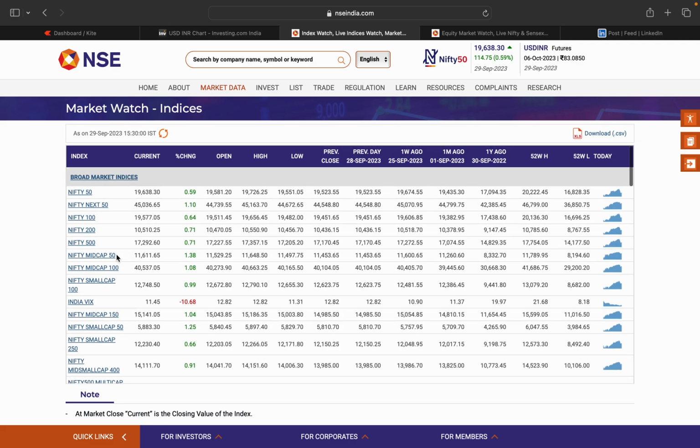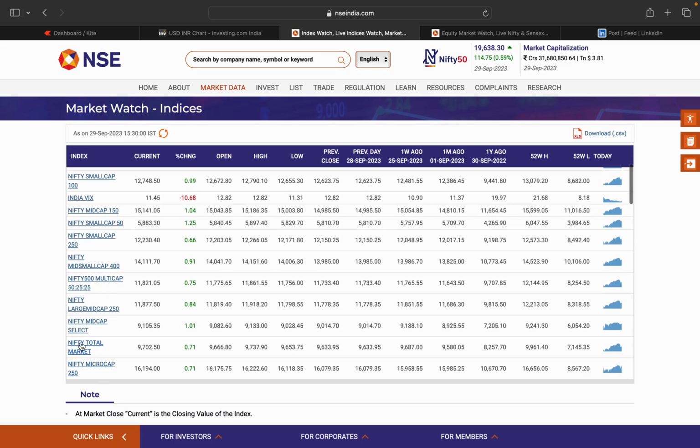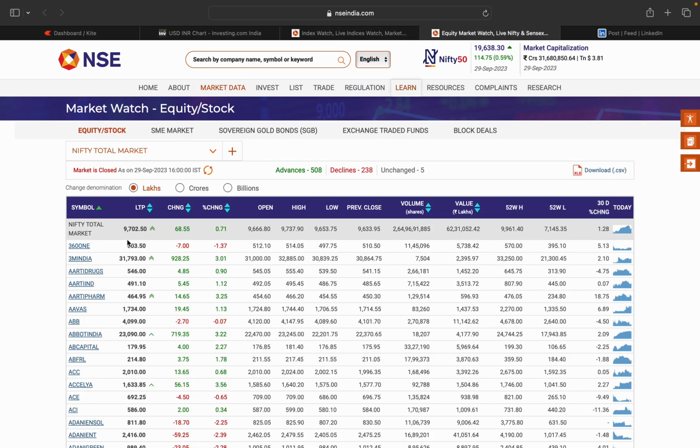From this, like I mentioned, my focus has always been on the broad market index because I do not have a preference towards a particular sector or a particular cluster of stocks. Within this, we will see there is Nifty 50, Nifty 100, Next 50, 200, 500, the mid cap, the small cap. But when we scroll lower, we will see that there is an index called Nifty Total Market, which essentially is an aggregation of 750 odd Nifty stocks across the small, mid, and large cap segment.